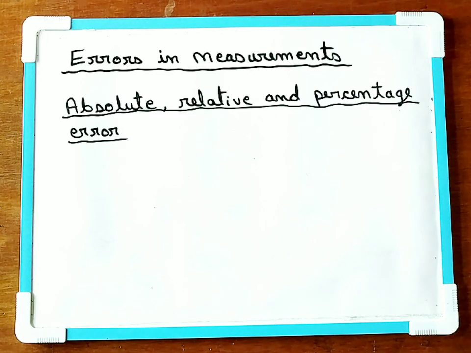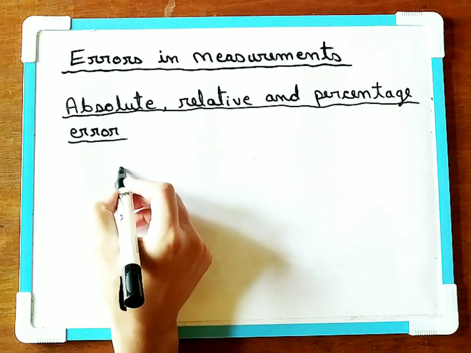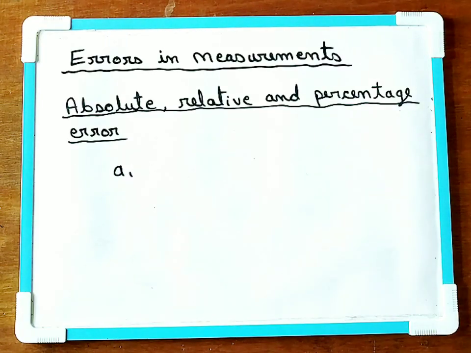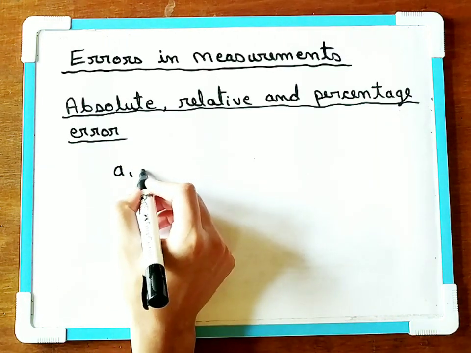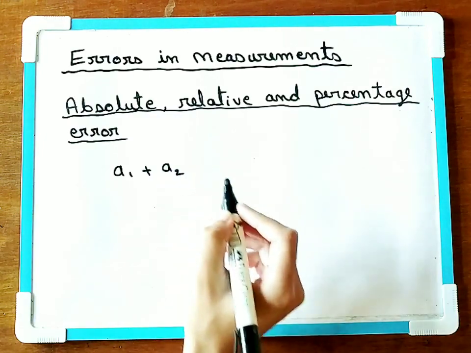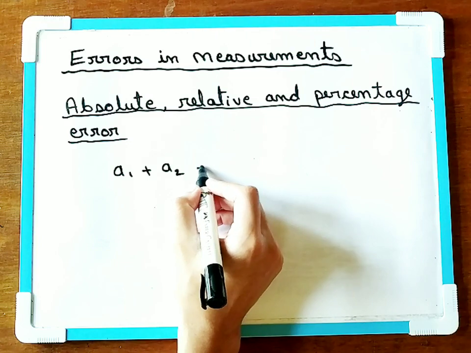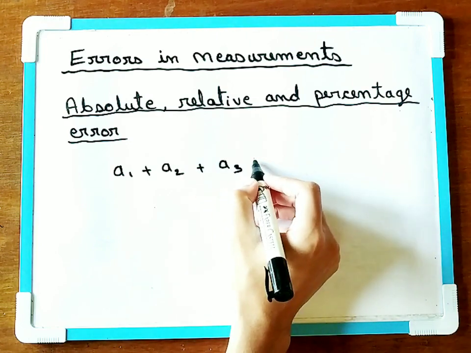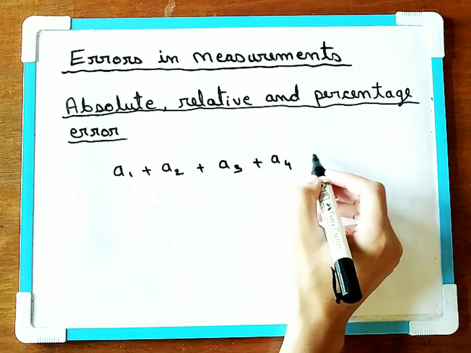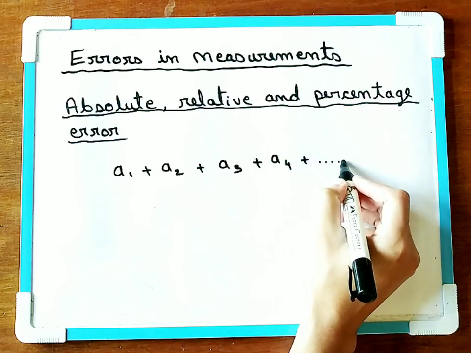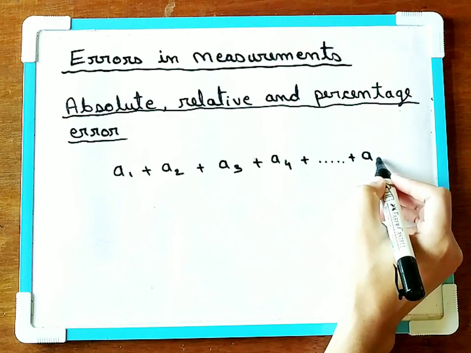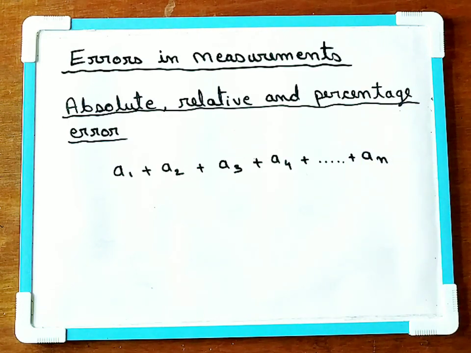Suppose you're measuring the diameter of a wire. Here you'll have to take several measurements, that is, from different points. So let A1 be the first measurement that you took. Then again you take another measurement. It may be different. You'll get A2, then again you take another measurement, you'll get A3, then another, you'll get A4, and you do this n number of times. So you make n number of observations, maybe 5, 6, 7, 10, whatever number of measurements.